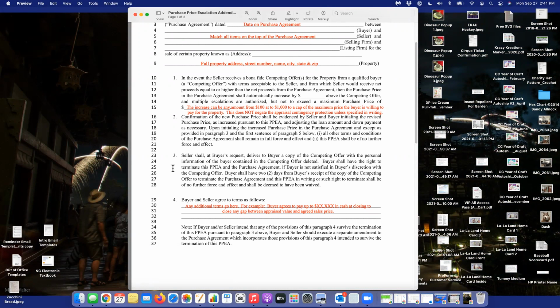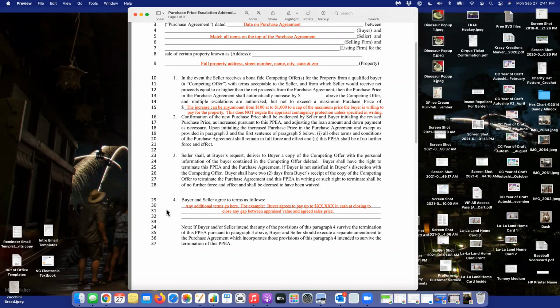And if the buyer is not satisfied with that, the buyer has 2 days from the receipt of the copy of the competing offer to terminate the purchase agreement in writing, and there will be no other holds on the property. So if the buyer is not comfortable with what that final price is based on what the competing offer proof is, you have 2 days, again, calendar days, not business days, and it does include holidays, 2 days from the receipt of the copy of the competing offer to terminate if that's what the buyer wants to do. And then number 4 is any additional terms.